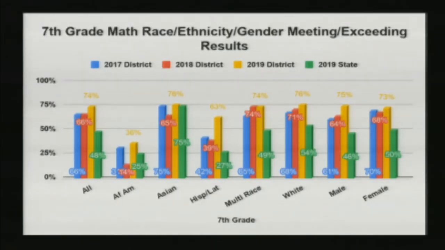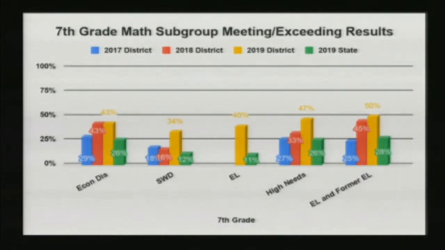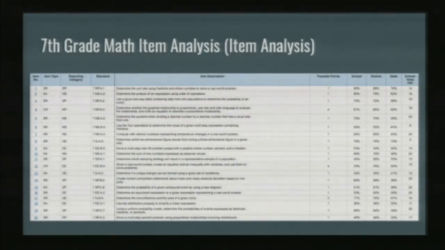So then this is just another example. We're looking at our seventh grade math. Again, we disaggregated. This is the traditional graph that I'll show you, and we're breaking it down by subgroups. And then this is an item analysis, and I'm sorry it's so small, but I tried to give a screenshot of what it looks like.